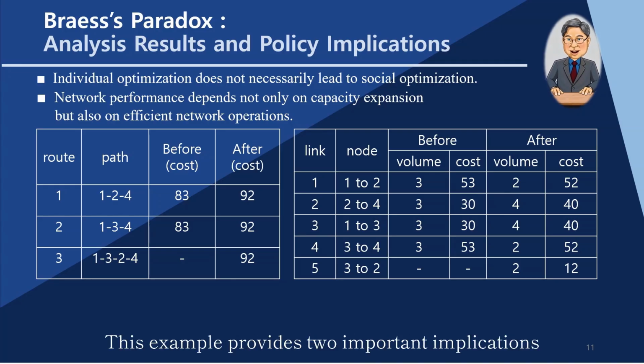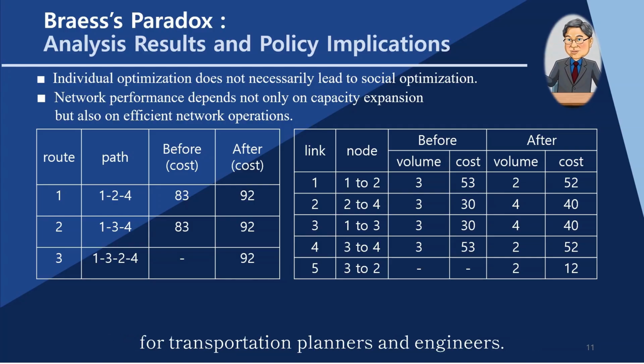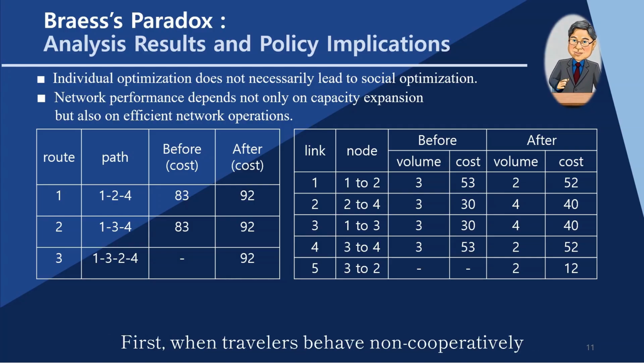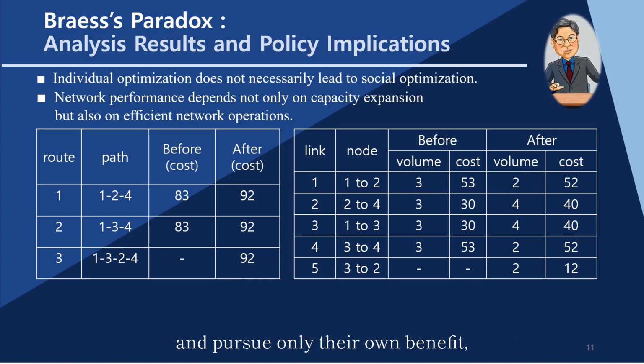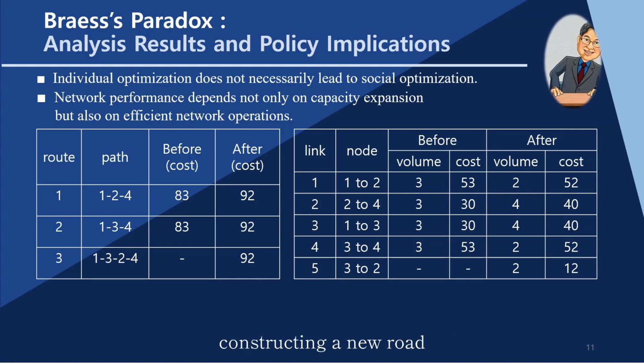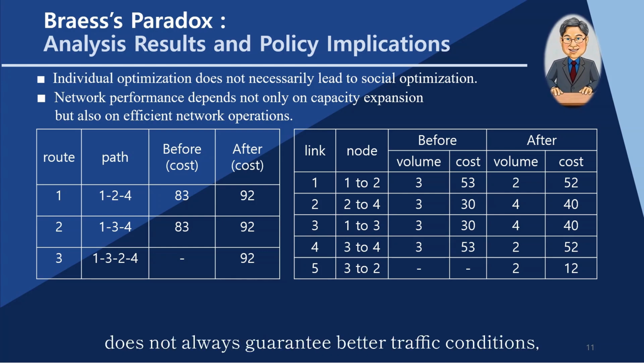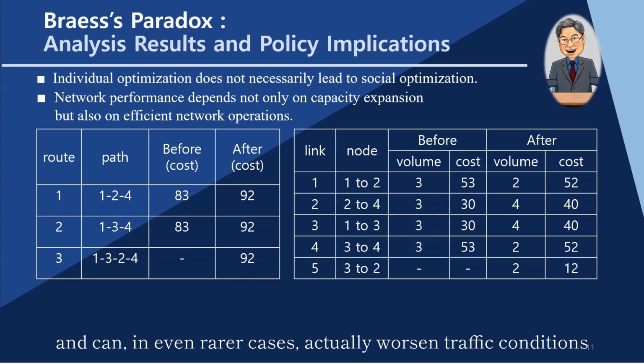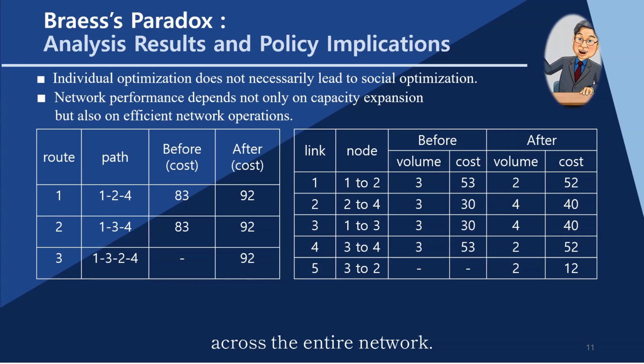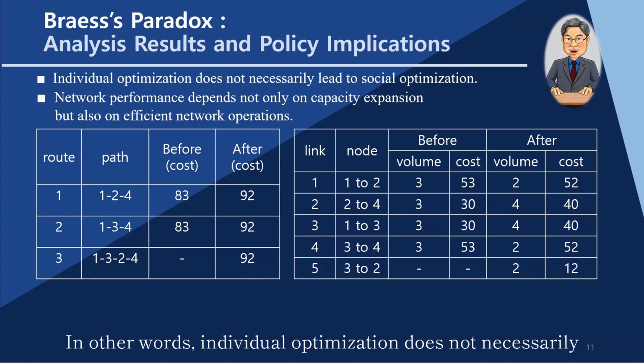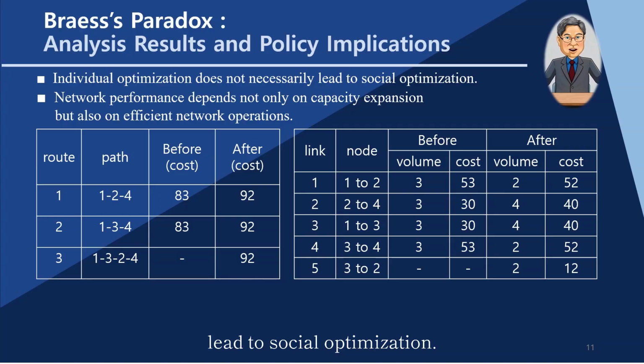This example provides 2 important implications for transportation planners and engineers. First, when travelers behave non-cooperatively and pursue only their own benefit, constructing a new road does not always guarantee better traffic conditions and can, in rarer cases, actually worsen traffic conditions across the entire network. In other words, individual optimization does not necessarily lead to social optimization.